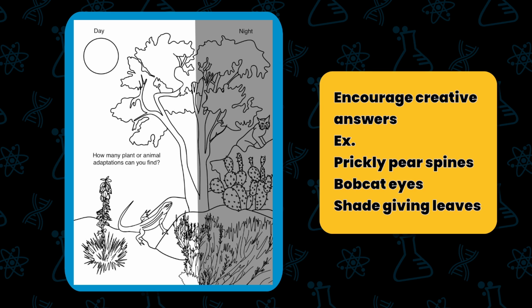This worksheet invites participants to use the lessons they've learned from other parts of the Adaptation A Way of Life video and apply it to identifying plant or animal adaptations from the Four Corners region. Some examples of adaptations participants could identify include the spines of the prickly pear, the large eyes of the bobcat, or the shade-giving leaves of this tree. Encourage creative answers from your participants. Ask them to justify why they are identifying this as a desert adaptation on the plant or animal they are pointing out.